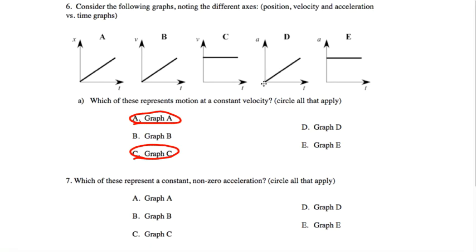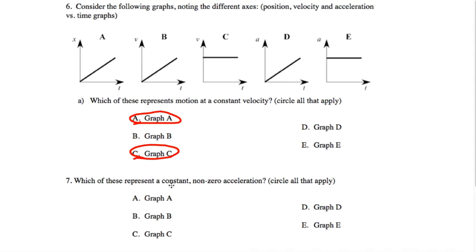D, acceleration. This is showing acceleration that's increasing. So not only is it getting faster, but it's getting faster at an increasing rate. So D would not be a constant velocity. E for acceleration. If you have a constant acceleration, that means you're getting faster and faster at a constant rate. So your velocity is not staying the same. So the only two you should have circled on part A were A and C. Those two show a constant velocity.